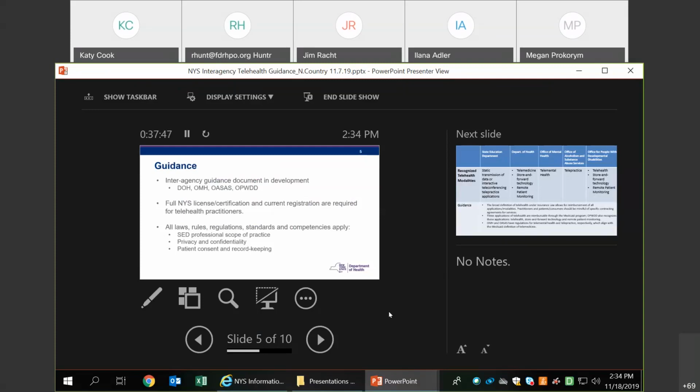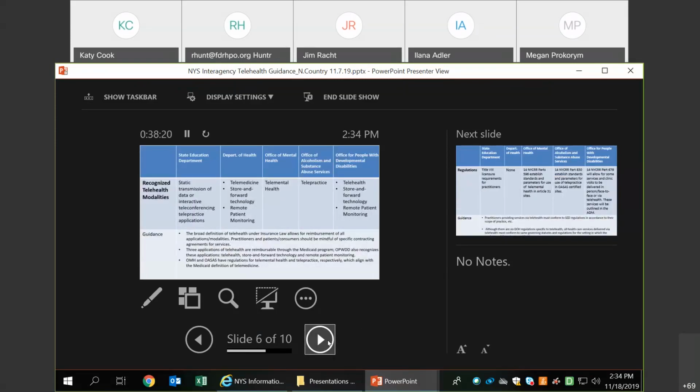And then you also need to be mindful of all the laws, rules, regulations, and standards and competencies for the underlying telehealth service. I mentioned SED licensure, but scope of practice rules also apply. So New York State scope of practice for the various licensed professionals applies. And then HIPAA is a big thing to consider. And then also separate mandates for obtaining patient consent and maintaining medical records.